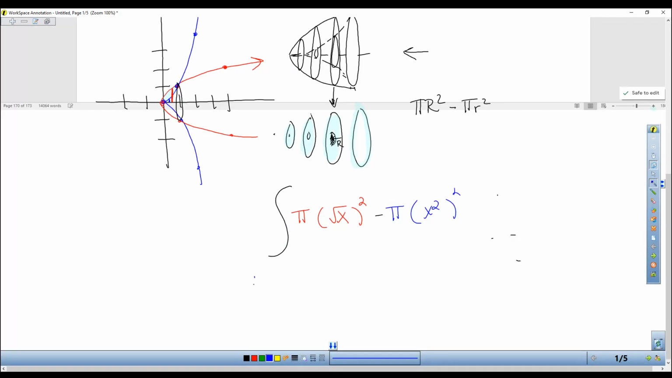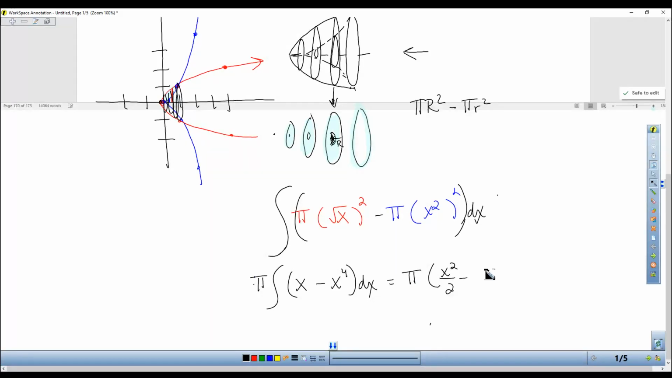So this is an easy enough integral to do, but it's easier if you take that pi out, and then this is just going to be the square root of x squared is just x, minus x to the fourth. We'll write our dx in, which technically means it needs some big parentheses. So that is pi times x squared over 2 minus x to the fifth over 5 from, so where is this slicer going from? From 0, and I start slicing until I get to 1, 0 to 1.